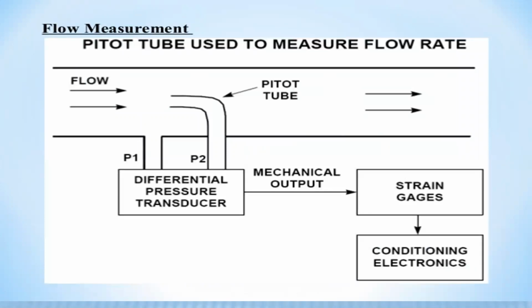Flow should also be measured by using strain gauges. With the pitot tube, you can see the constructional details. Flow is passing through the pitot tube. The differential pressure transducer takes that flow, and its mechanical output is given to the strain gauge. The strain gauge calculates how much flow rate is passing through the pitot tube, with the conditioning electronics.